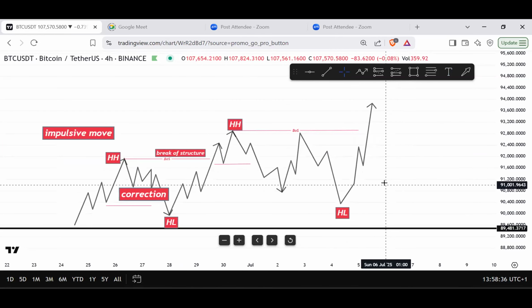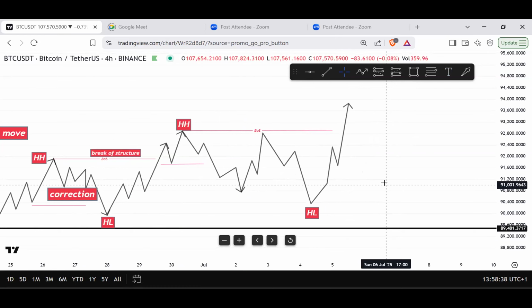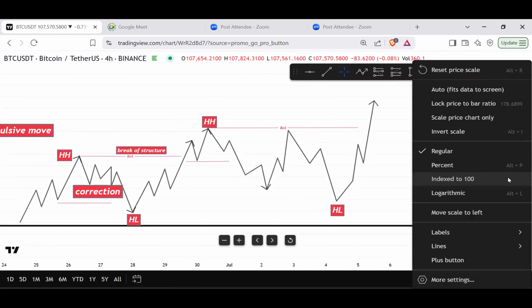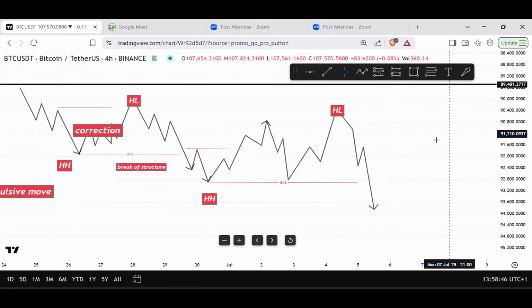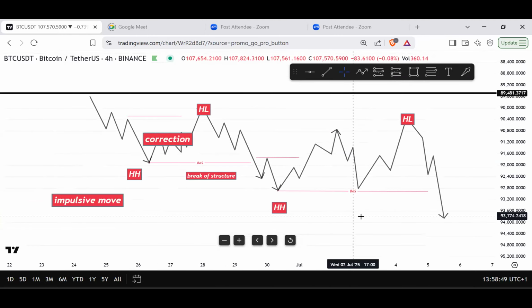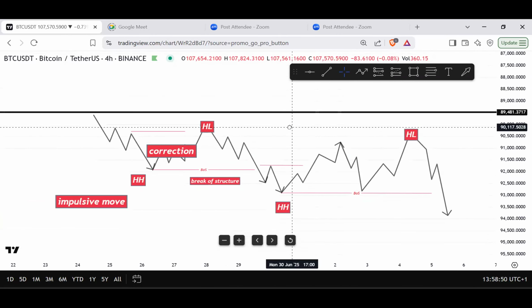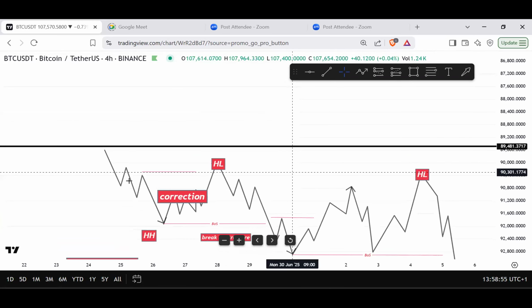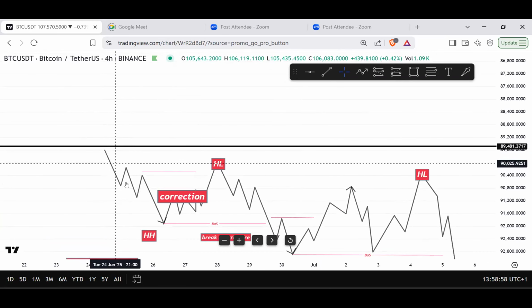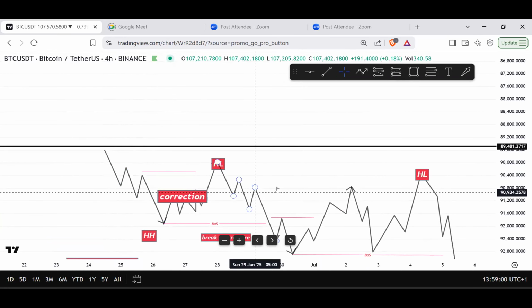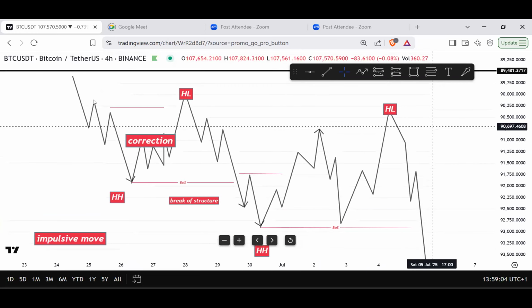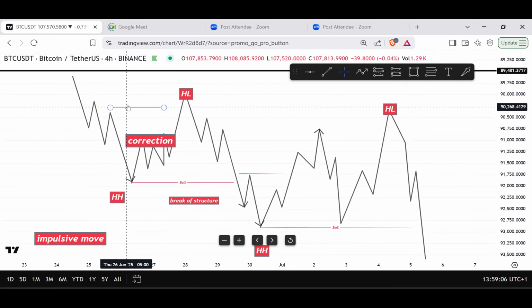So this is basically what the market is doing in an uptrend. Reverse the scale for a downtrend. In this case, we'll see the first down impulse. Then after the down impulse, we'll mark the inducement.